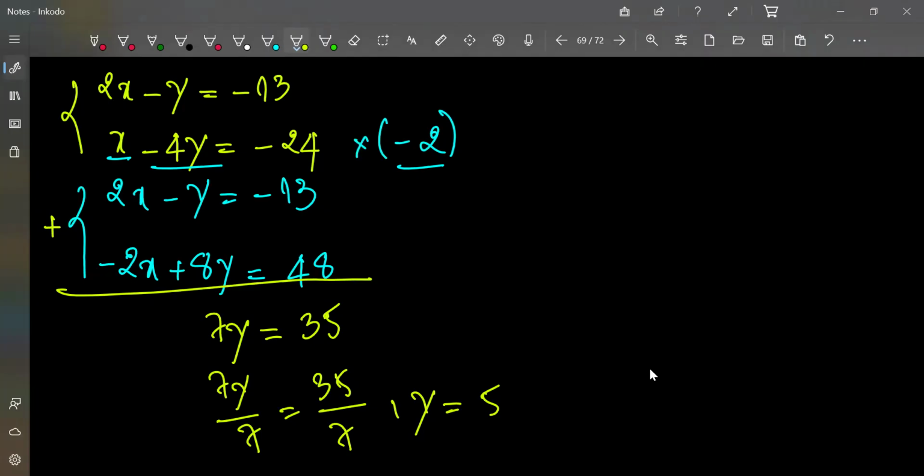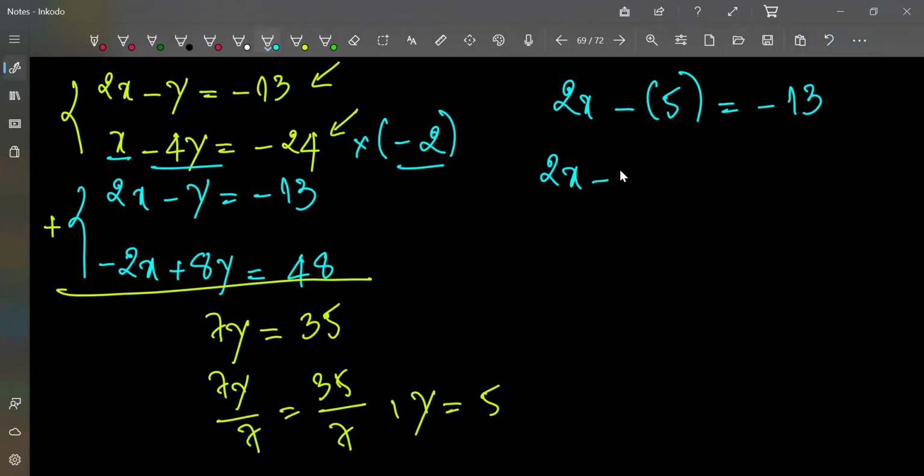After that, you need to substitute y equal 5 into this equation or this equation. So now let's replace it into the first equation. So we get 2x minus 5 is equal to negative 13. So let's add 5 to both sides. So we get 13 plus 5.